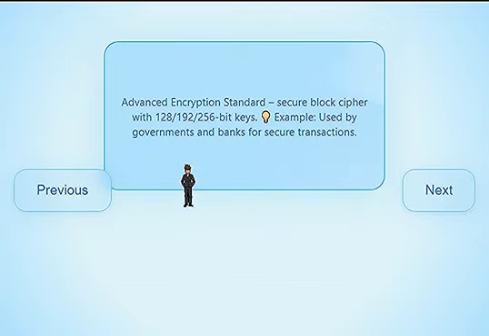The advanced encryption standard is a more secure block cipher that uses keys of 128, 192, or 256 bits. It's widely used by governments and banks for secure transactions because it's more resistant to brute force attacks than DES. It's also faster and more efficient, which makes it a better choice for modern applications.